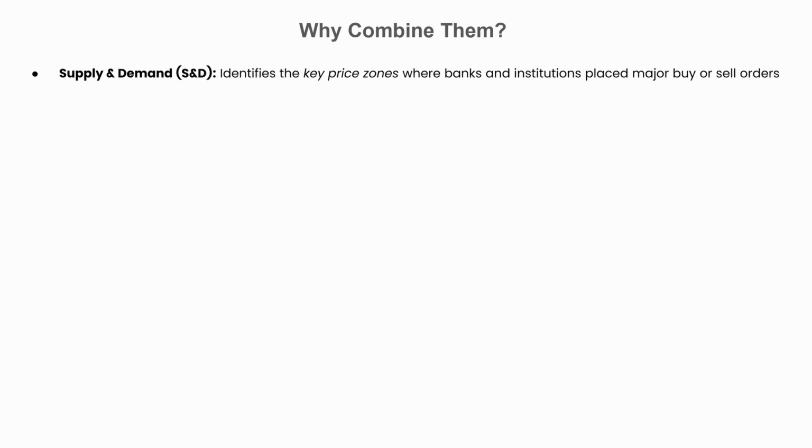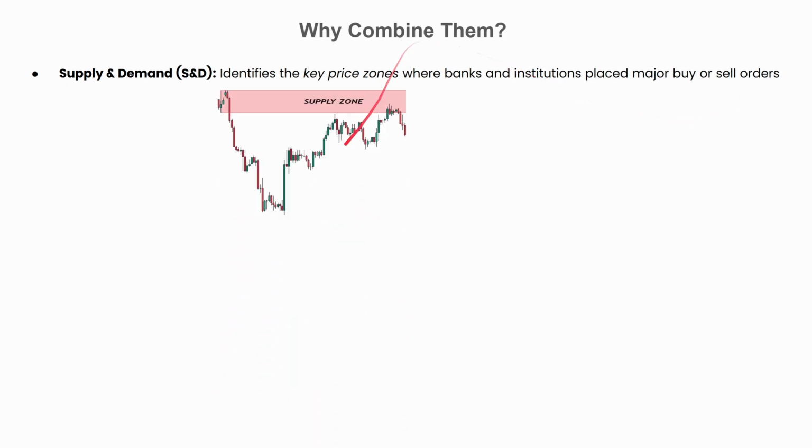The question is, why combine them in the first place? We are going to see that right away. So, supply and demand identify the key price zones where banks and institutions placed major buy or sell orders. So, how do you know that banks have done that? We will tell you right away.